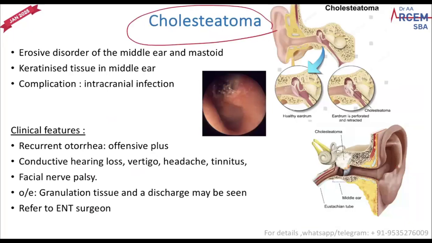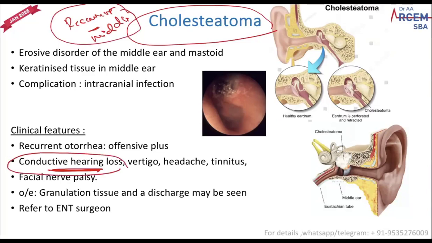Cholesteatoma. For you to suspect cholesteatoma in the exam, there should be mention of recurrent middle ear infection, that is, recurrent otitis media. It is a complication of middle ear infections, and they usually present with conductive hearing loss. So two things should be present in the stem of the question: recurrent middle ear infection and conductive hearing loss, for you to suspect a cholesteatoma.